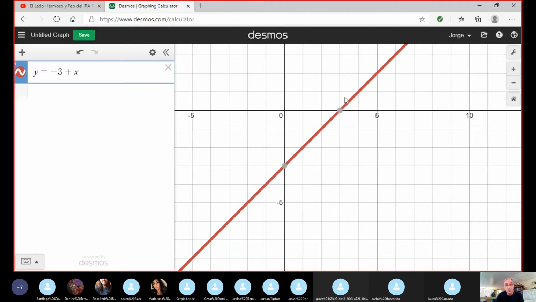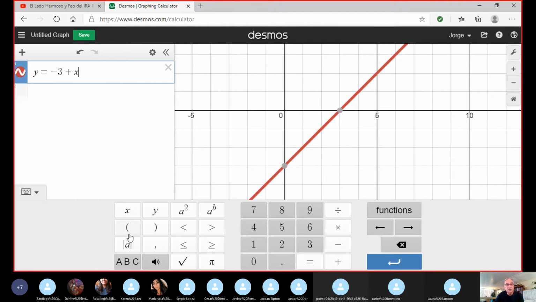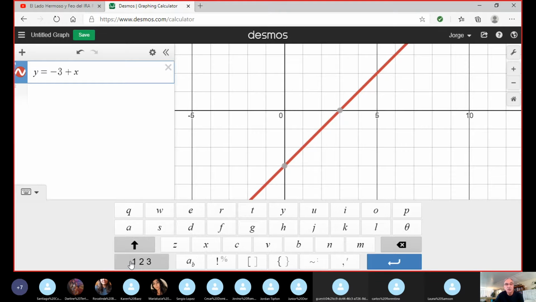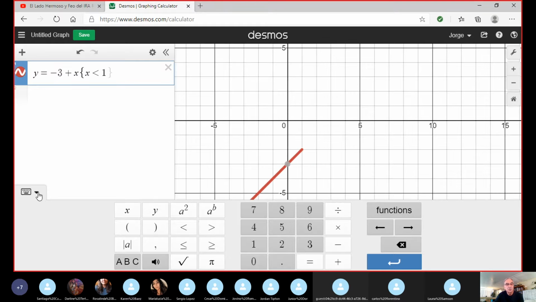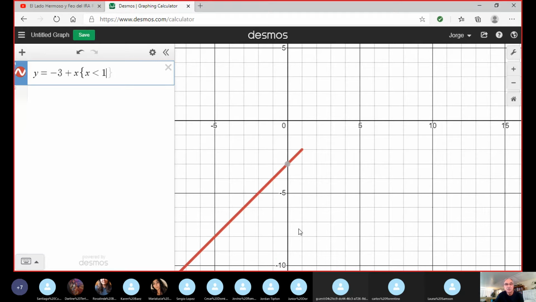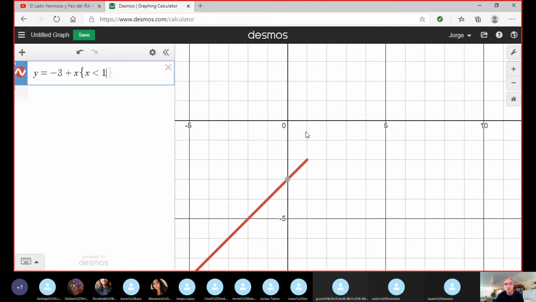But no, I don't want the entire line. I want specifically, so you put here that symbol. That symbol you can find in ABC, look, a curly bracket. So you put X less than 1. And Desmos only draws the specific piece that we need. Less than, before 1. Remember, this is 1, look. 0, 1, 2, 3, 4, and 5. This is 1. Fantastic. I like that. Now I press enter.